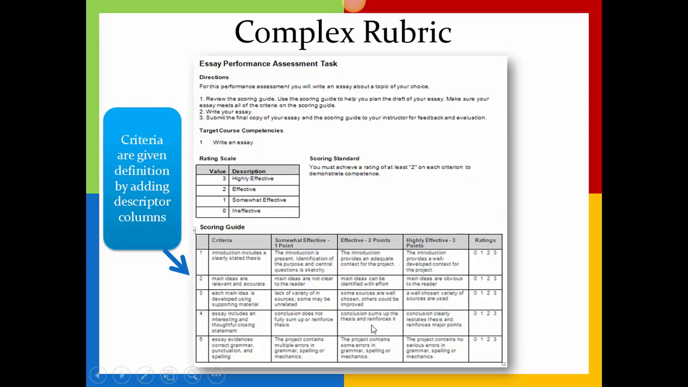This is an example of a complex rubric, which I am sure many of you have used before. The criteria are given definition by added descriptor criteria. So if you look at that, here's the criteria. Introduction includes a clearly stated thesis, and then they have somewhat effective, effective, highly effective, which are your 1, 2, and 3, and they have the descriptions put in there.